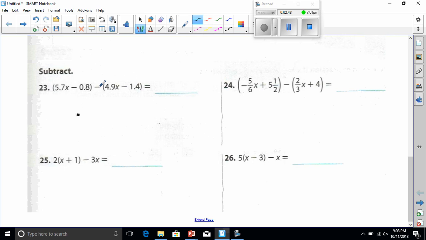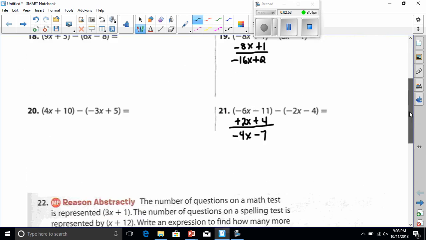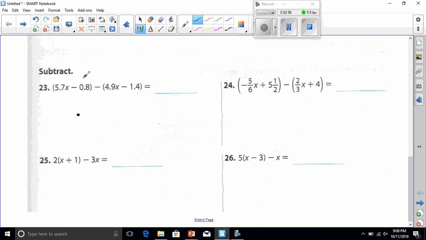Number 23, it says to subtract, just like it did up here where it said subtract, use models if needed. We didn't need to use models, but let's try number 23 here. We got 5.7x minus 0.8 minus 4.9x minus 1.4. Don't let all these decimals scare you. It's the same thing. I'm going to find the inverse of 4.9x. That's going to be negative 4.9x. And we've got the opposite of negative 1.4, which is positive 1.4.